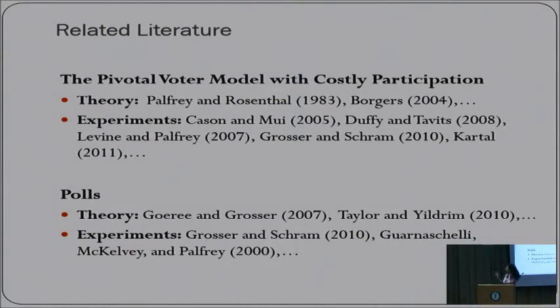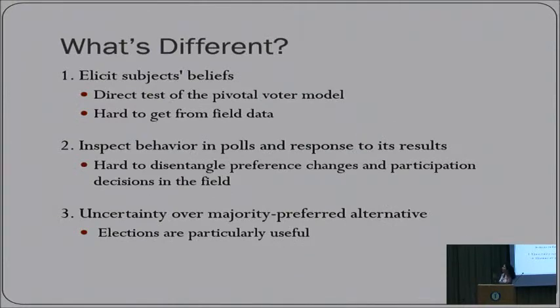Related literature I won't have time to really discuss, but roughly speaking, there are two classes of literature, one that studies situations where there is no real uncertainty about the majority support, and one that studies polls in a variety of ways. The main difference between what we do and this literature, in case you're not entrenched in it, are the following. The first thing is that we're going to elicit subjects' beliefs specifically. This will allow us really to have a test for the pivotal voter paradigm, because that really relies on the perceived probability of being pivotal. And that's very hard to get from field data. We can also inspect behavior in polls and the response to its results, which hasn't been done before.